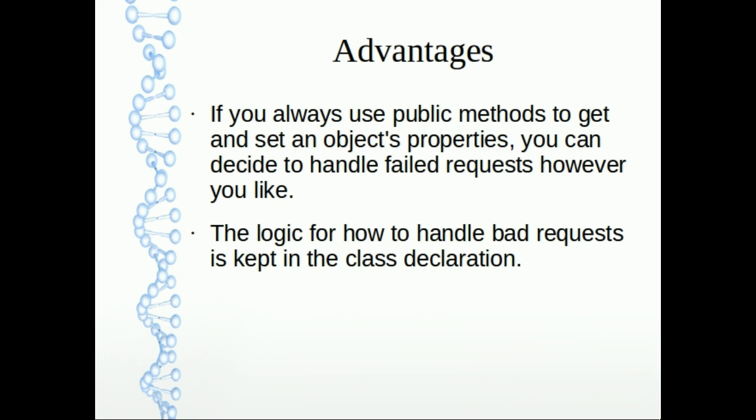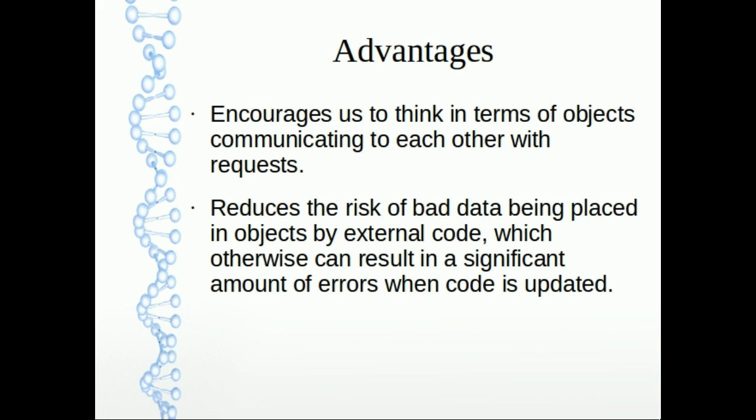In summary, the advantages of implementing encapsulation are: that if you always use public methods to get and set an object's properties, you can decide to handle failed requests to change or to get an object's property however you like. The logic for how to handle bad requests is kept in the class declaration. This encourages us to think in terms of objects communicating to each other with requests. It reduces the risk of bad data being placed in objects by external code, which otherwise can result in a significant amount of errors when code is updated.